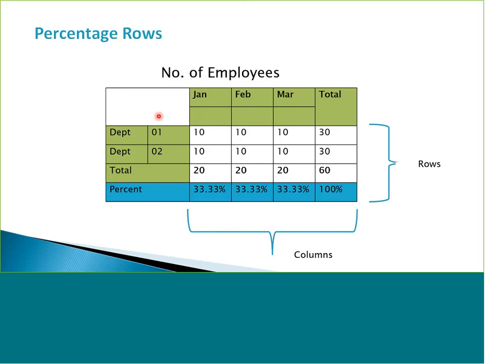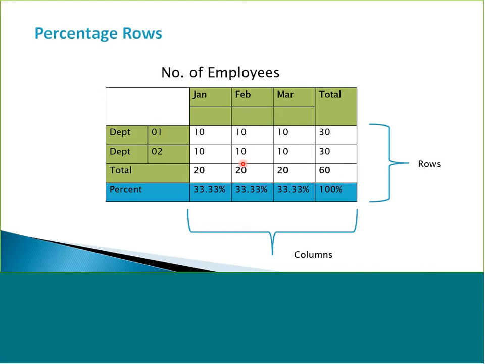All right, so what does that mean? In this case, we are going 20 divided by 60, 20 divided by 60, and 20 divided by 60, all right? Okay, so let me make it clear.